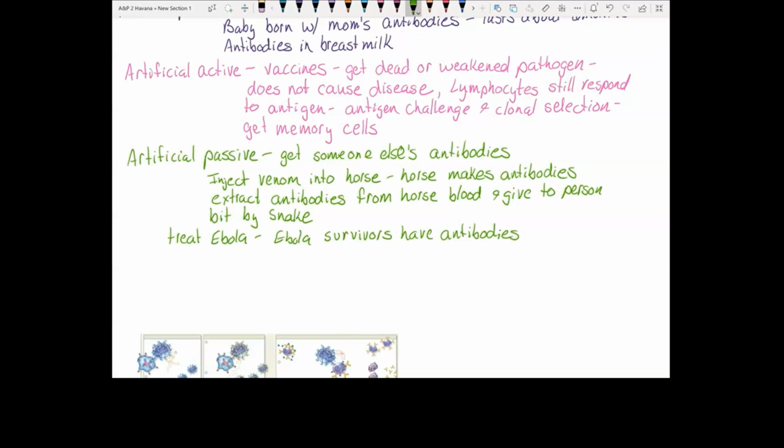So a few years ago, when there were the Ebola outbreaks and people were coming down sick with it, there were survivors who were donating their blood so that we could get the antibodies from their blood and use them to treat the people who are currently sick. It's not a perfect situation. Some of the people who received the treatment did still die, but it does increase the odds of survival.